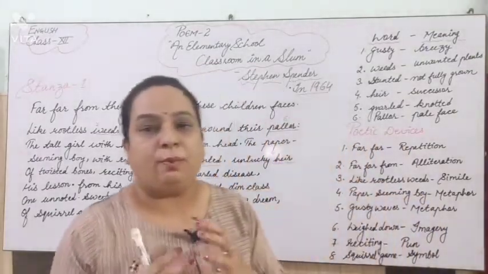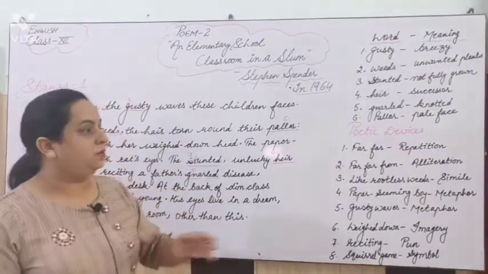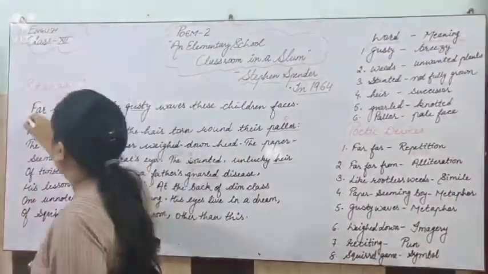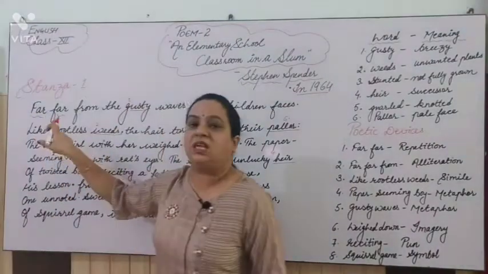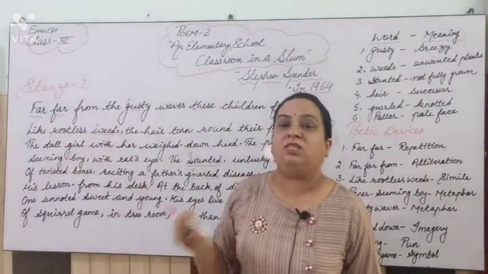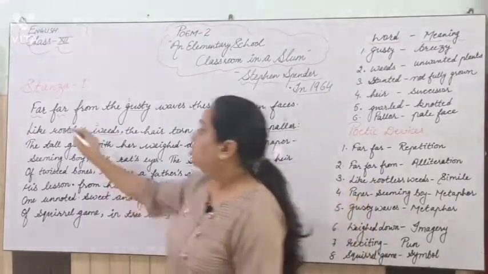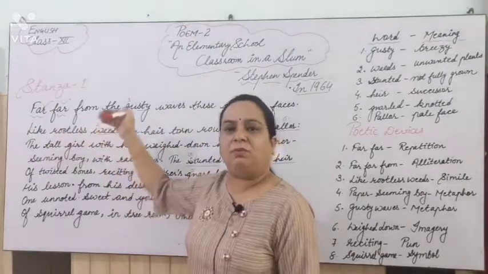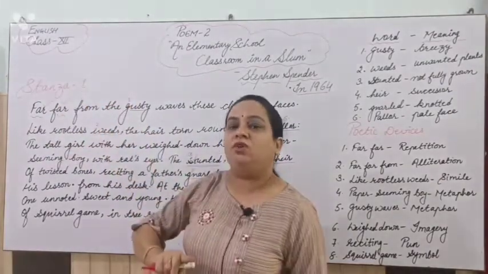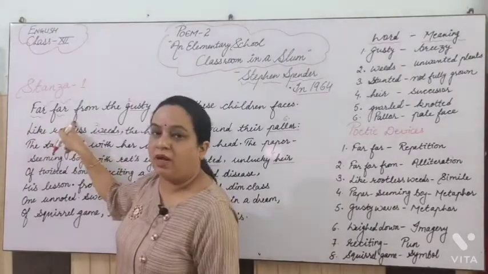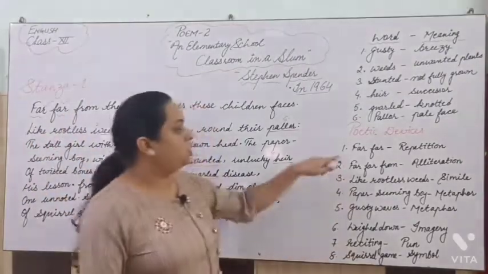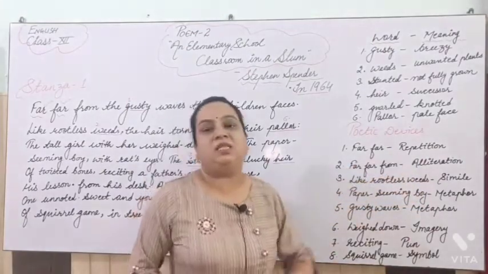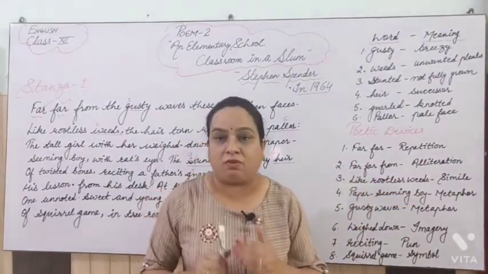Now when we talk about the poetic devices, which are very important, in the first line you can see here far far. When there is repetition of the same words in the line, here he has used far far, twice. It may be 3 times, it may be 4 times, but here the same word is written twice, right. So this poetic device is known as repetition. Please check the spelling: R-E-P-E-T-I-T-I-O-N, repetition, right.